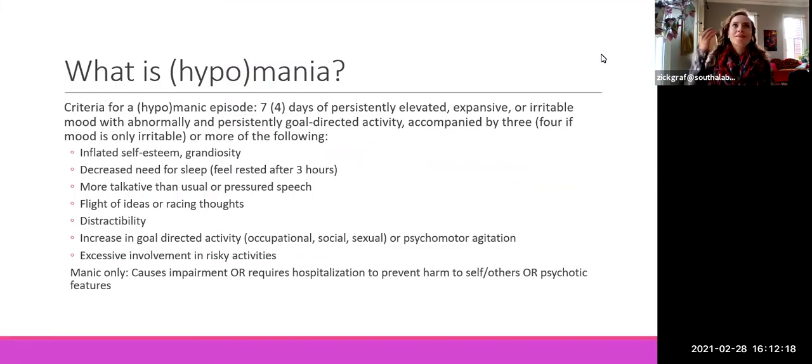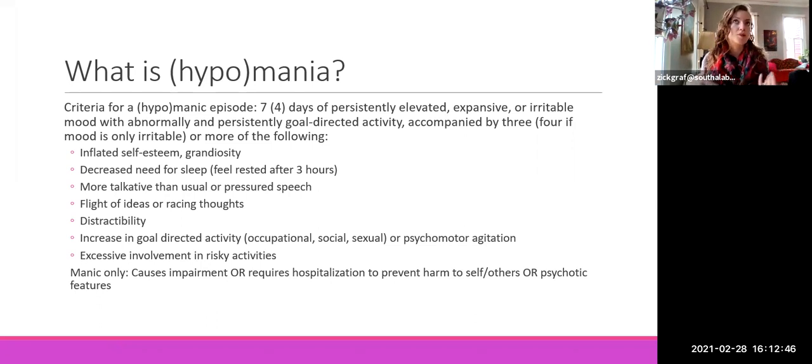Okay, so the key defining factor for bipolar disorder is mania. Mania and hypomania are two separate constructs, but really they just represent levels of symptoms on a spectrum. So mania is essentially the most severe form of elevated maladaptive mood, and hypomania is a much less severe manifestation. So criteria for a manic episode, it has to be at least 7 days.